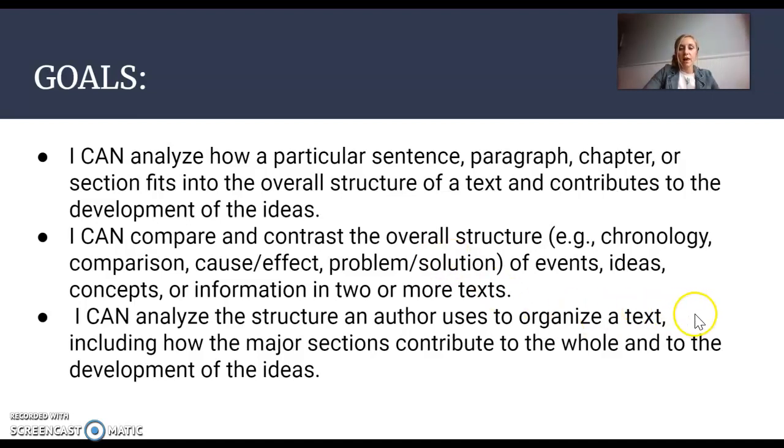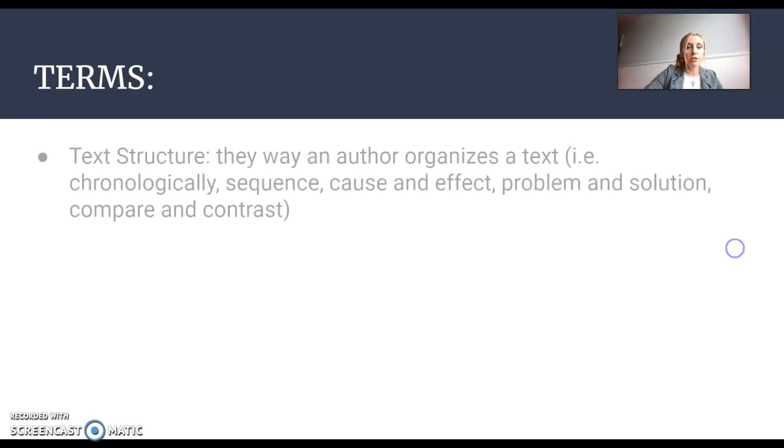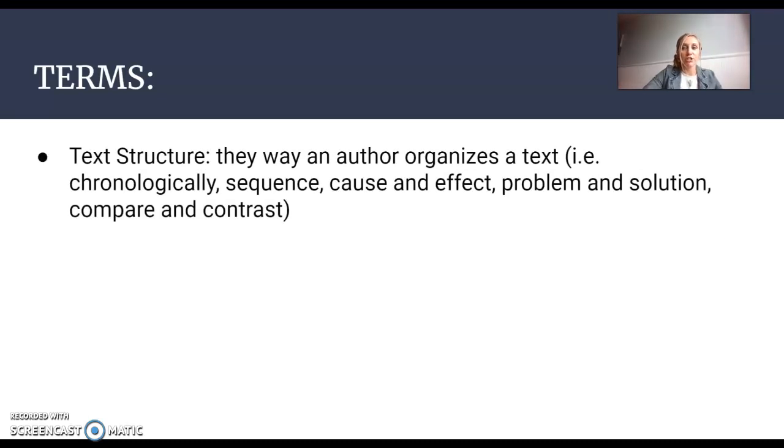Okay, lastly, organize the structure an author uses. So what one of these four things does the author use to organize the text, including the major sections and how they contribute to the whole and to the development of ideas. This is where you need to write or record in one way or another. Our first term is text structure. Okay, that's what we're studying, how the author organizes a text.